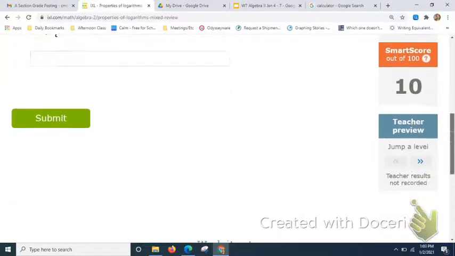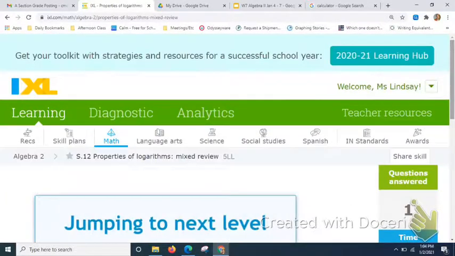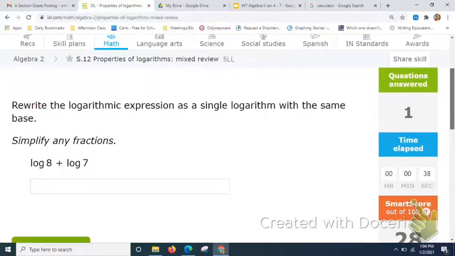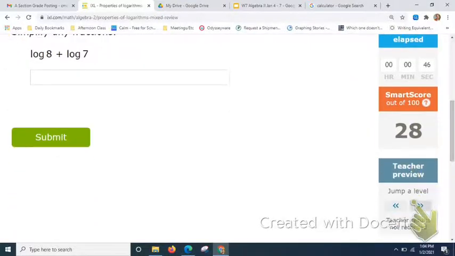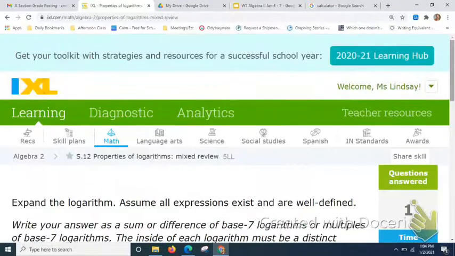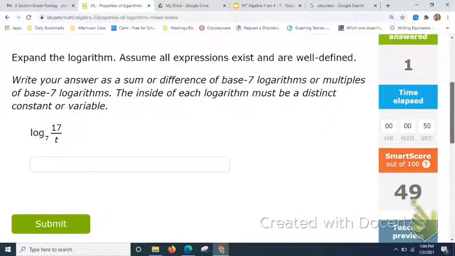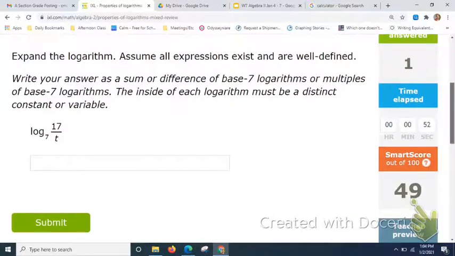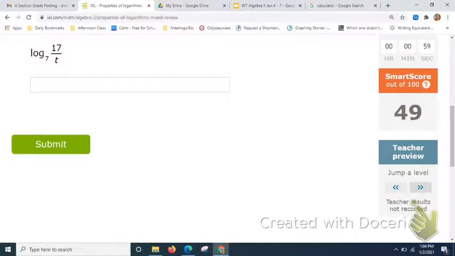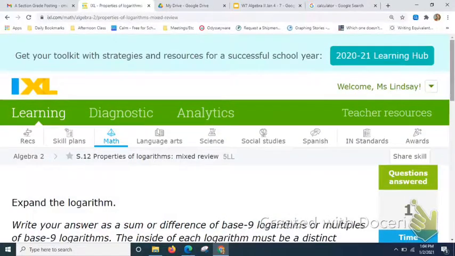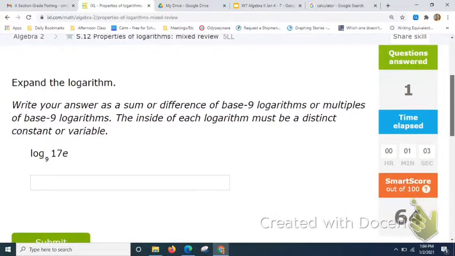So you might have a few that are quotient rule, and then you might get, so now we have a product rule. All right, so the same things we've been doing, just all in one lesson. So again, this one would be quotient rule. You would rewrite it with subtraction in the middle. All right, so those are our properties of logs.